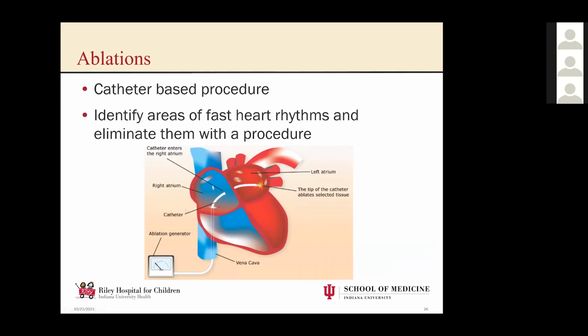Another category is ablations. That's where a catheter-based procedure is performed, and a catheter has gone up through the groin, through a vessel in the leg, traced up to the heart, and we can identify where that potential fast heart rhythm is and apply either heat or shock to that area and prevent that area from becoming a problem in the future.